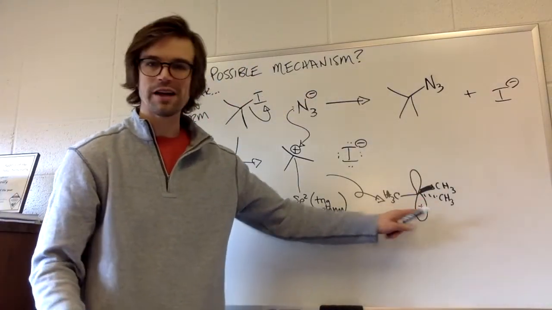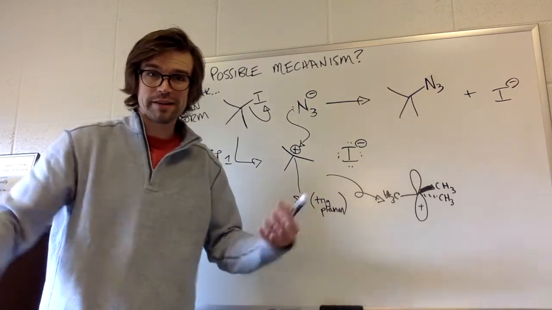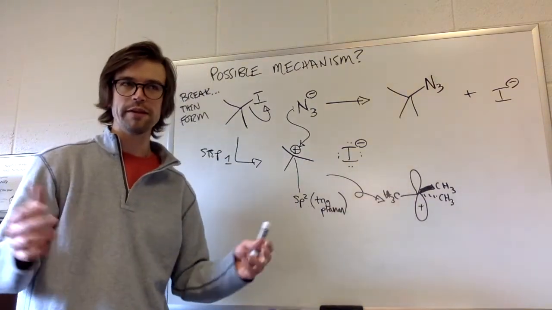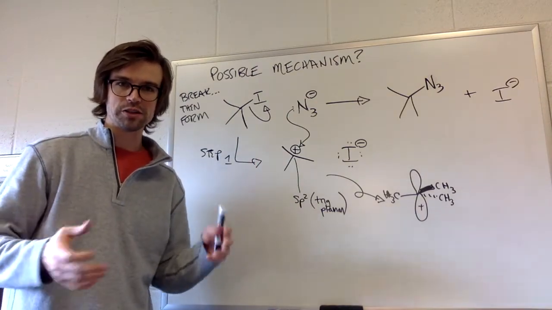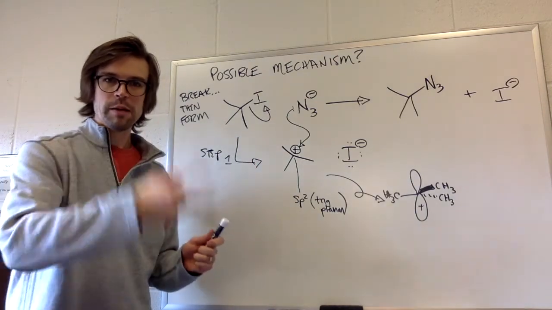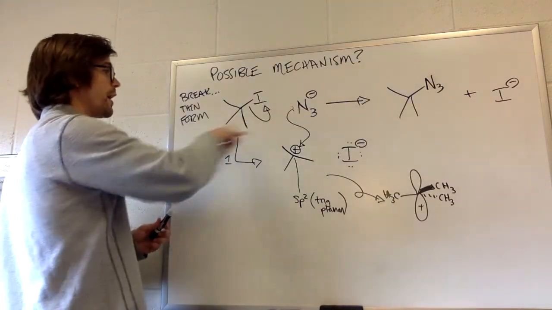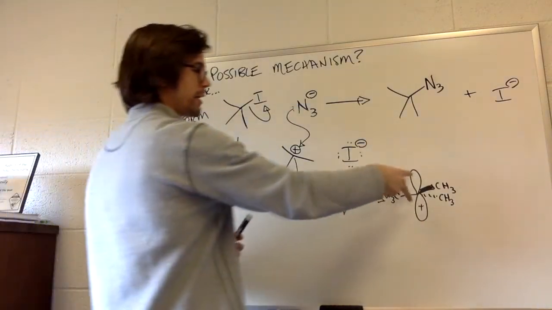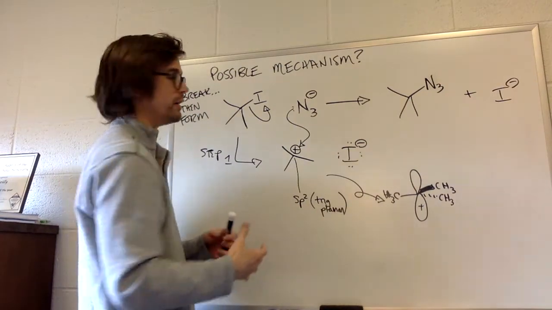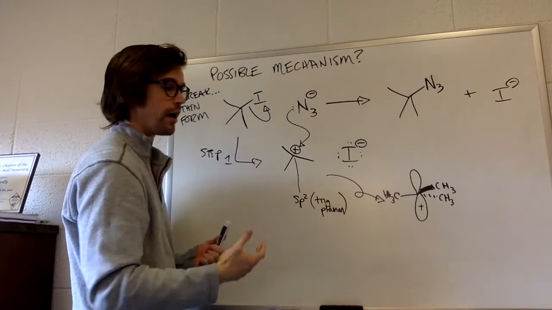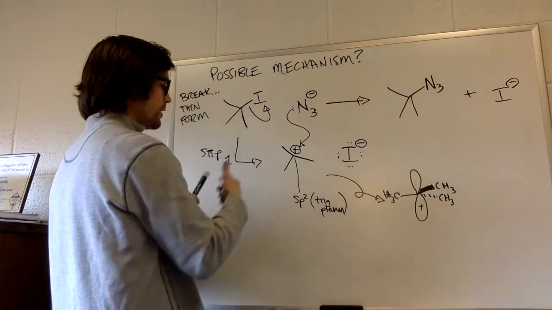The positive isn't on that side. It's in both, right? It's everywhere, but I don't want to write 2 positives because then it would imply that there were 2 positive charges in that orbital, but there's just 1, shared between both sides. So anyway, it was really hard for N3 to get to the back of that, but because this is so big and open, it's now very easy for the nucleophile to get to that orbital. So this was step 1.